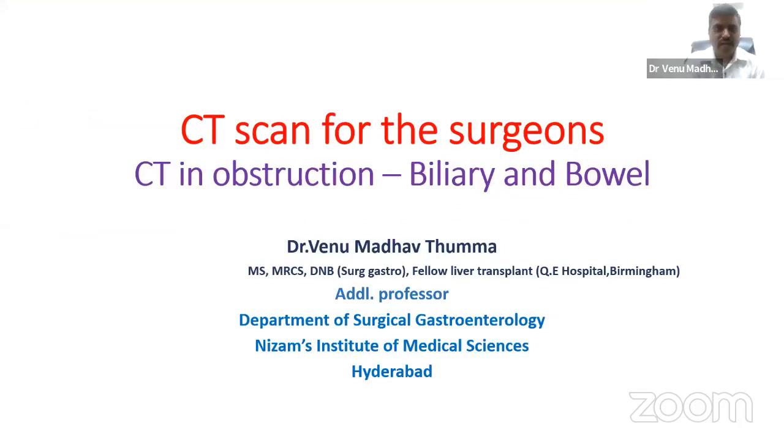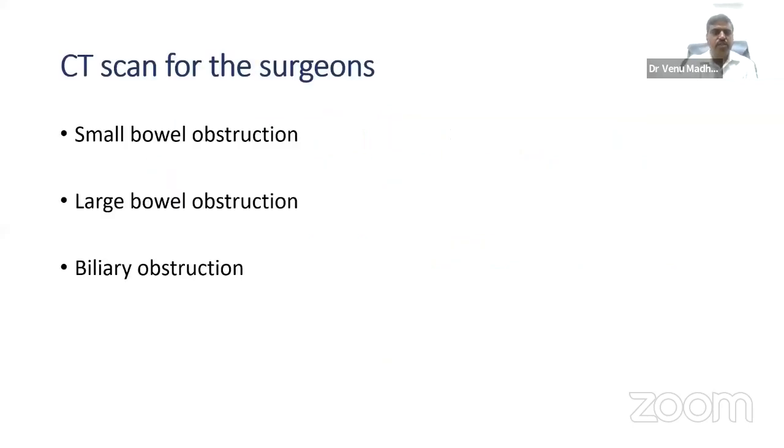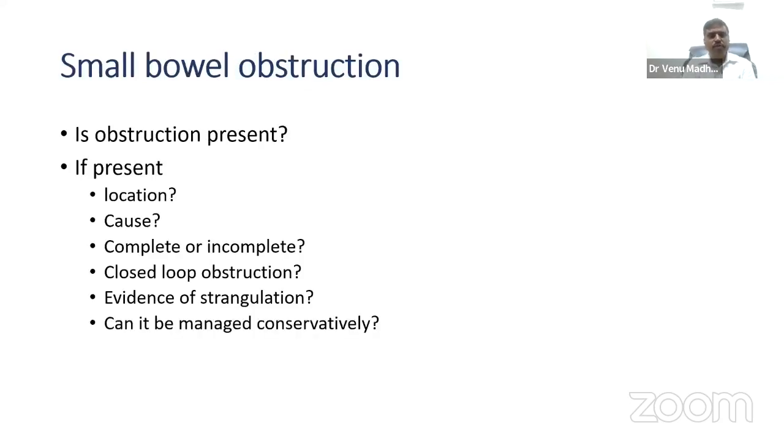Good evening, everybody. Now I'll start my topic, CT scan for surgeons, and I'll be dealing with biliary and bowel obstruction. I'll be dealing more with small bowel obstruction and some large bowel obstruction, and briefly with biliary obstruction. So what are we interested in small bowel obstruction? First, is there obstruction or is it simply ileus? And if obstruction is present, we need to know the location and the cause of obstruction. It's also important to know whether it's a complete or incomplete obstruction, because it has management implications.